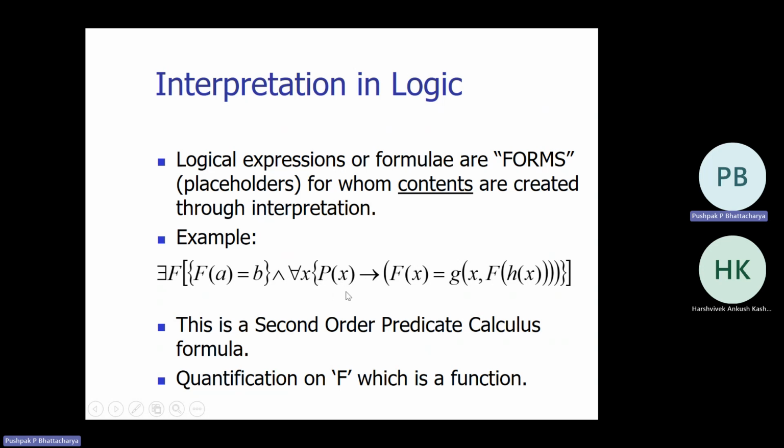We give it the meaning that p(x) is true if x is greater than 0. If x is greater than 0, then f(x) is equal to g(x, f(h(x))). h(x) is given the meaning x minus 1, and g is given the meaning x times factorial of x minus 1. So this whole expression now stands for the factorial function.